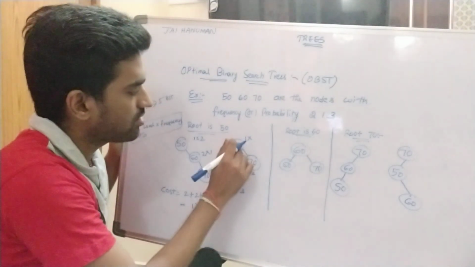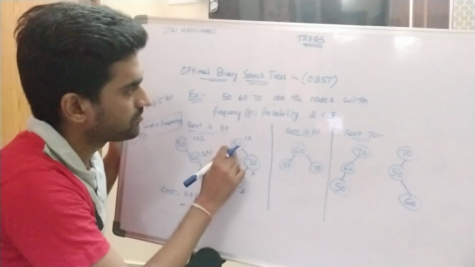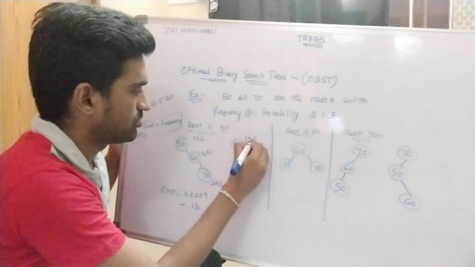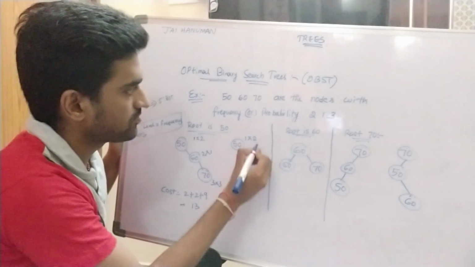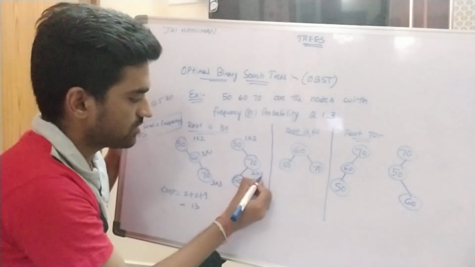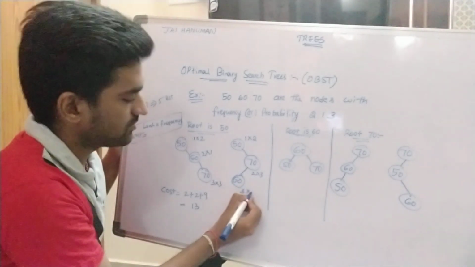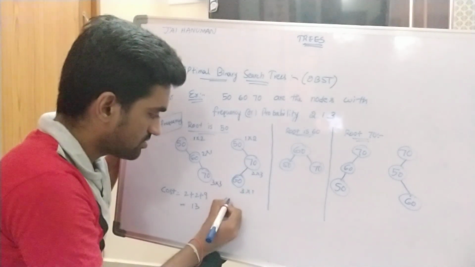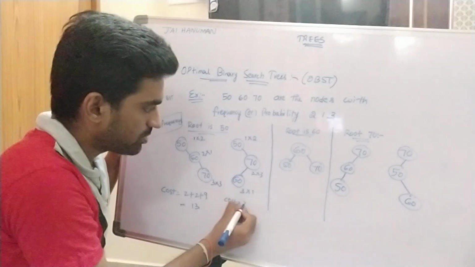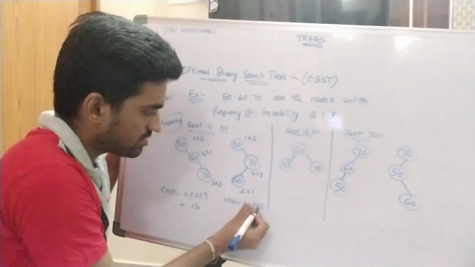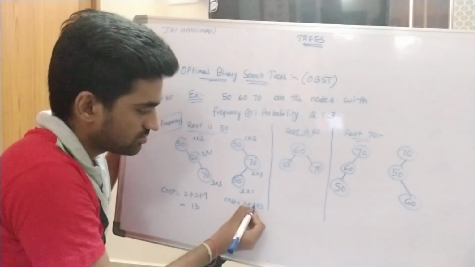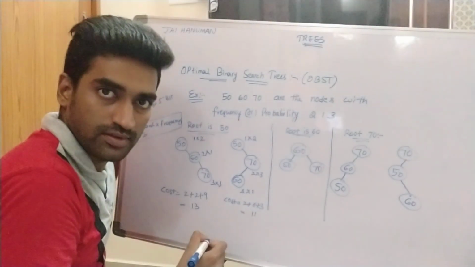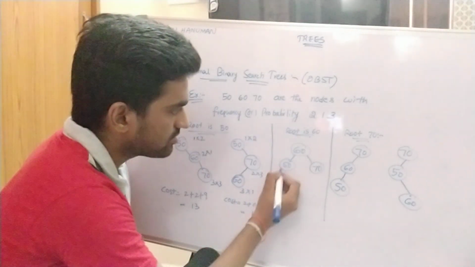What is the frequency for 50? 2. What is the frequency for 70? 3. What is the frequency for 60? 1. So the cost is equal to 2 plus 6 plus 3, so 8, 11. Fine. Then we are calculating this cost.